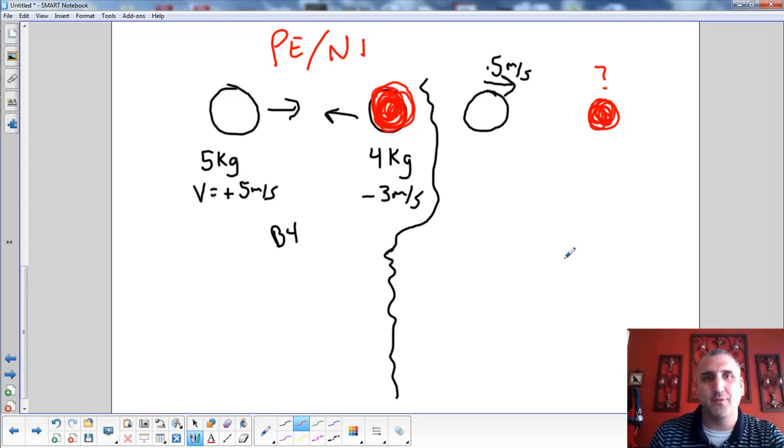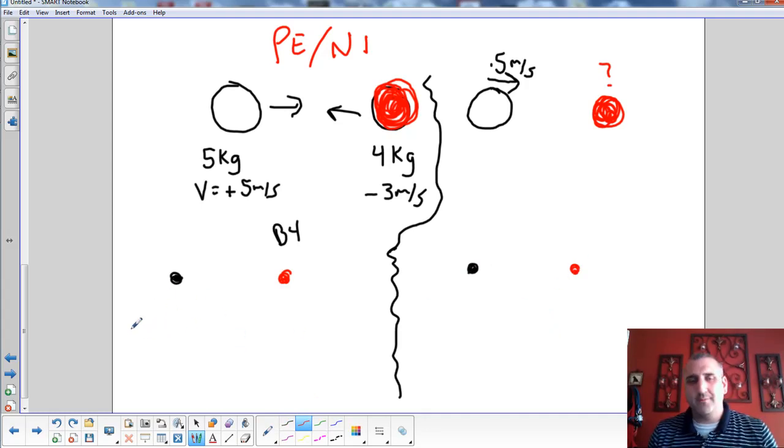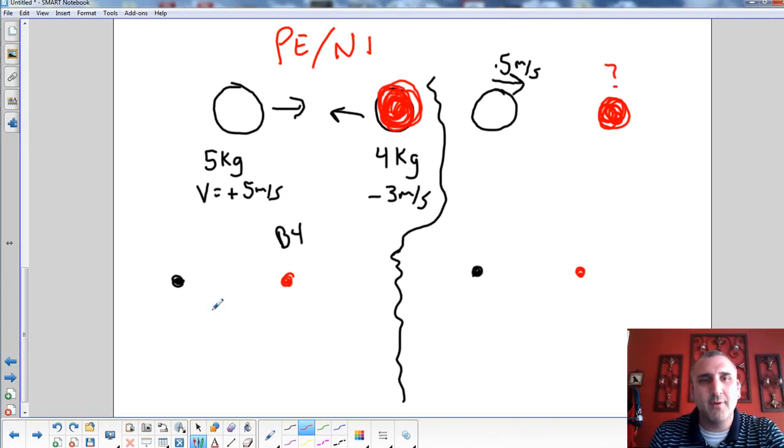So before the collision, I want you to figure out the momentum of the black ball, and I want you to figure out the momentum of the red ball. I'm going to go ahead and draw a little black marble here, and a little red marble here. And then I'm going to draw another black marble here, and a little red marble here. And I want you to put underneath, or on your paper, what the momentum of the black ball is going to be, what the momentum of the red ball is going to be, and then we'll look at what happens after the collision.